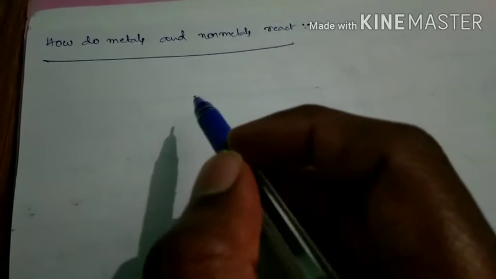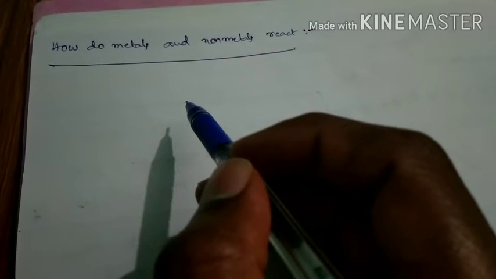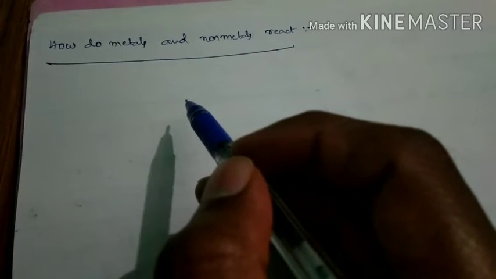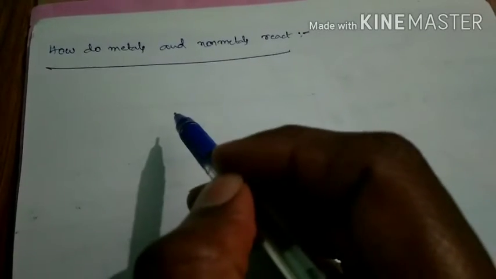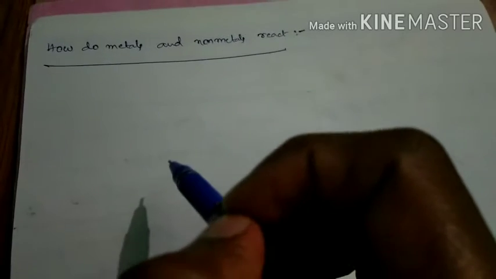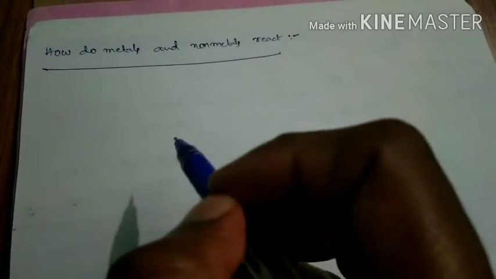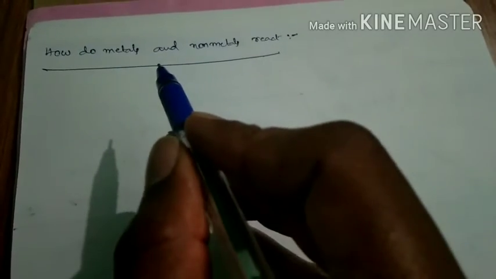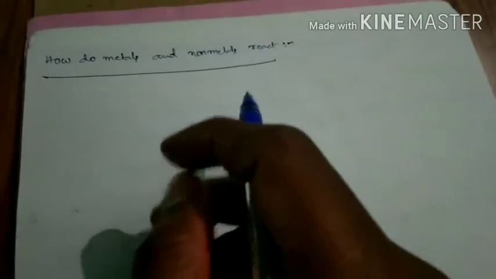Good morning, students. The next topic is how metals and non-metals react. In the previous video, we discussed the physical and chemical properties of metals and non-metals. I hope you are very clear about that topic. This one is about how reactions take place between metals and non-metals. Before that, we should discuss some points.